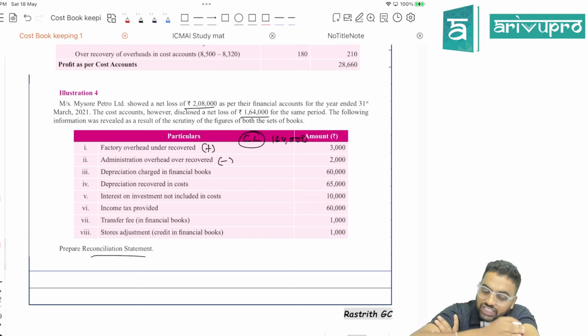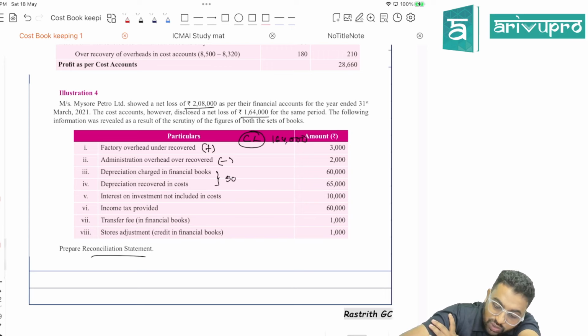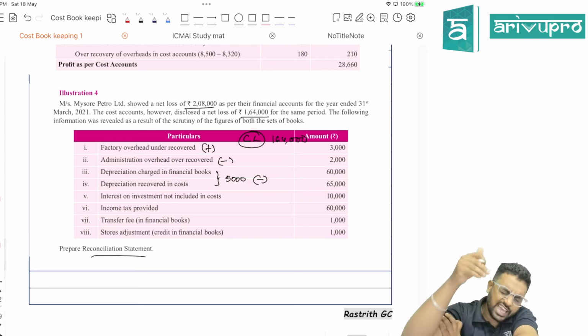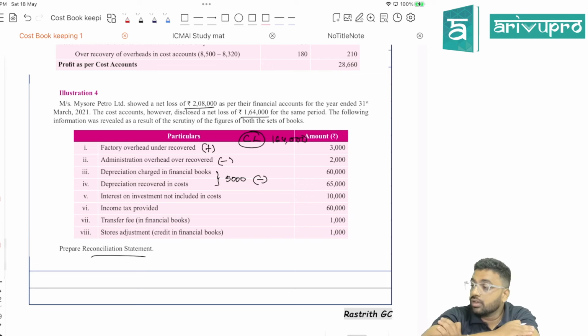Depreciation charged in the financial books is 60,000, sir. In cost books it is 65,000, sir. So 5,000 extra in the cost book, sir. Five thousand extra means you showed more expense in the cost book, less expense in the financial books. More expense means more loss. So now what you should do, sir? Reduce the loss by 5,000. Done. Listen, guys, a question from this chapter will be there in the examination for sure. That too, this is the examiner's favorite unit, reconciliation. So you have to prepare and go.